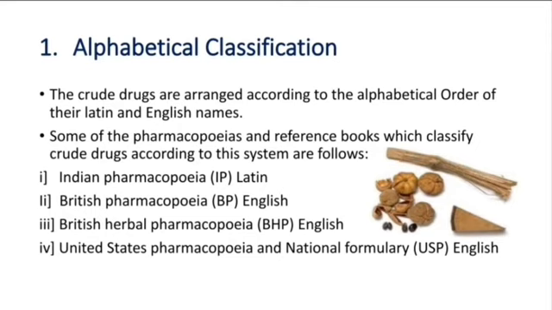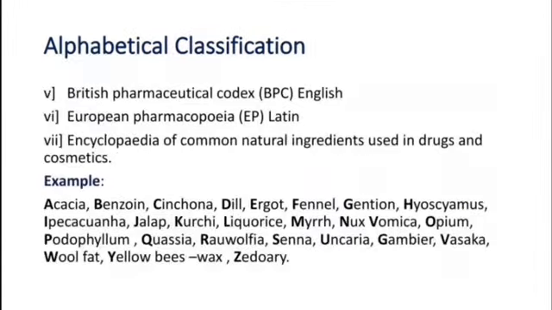The crude drugs are arranged according to the alphabetical order of their Latin and English names. Some of the pharmacopoeias and reference books which classify crude drugs according to this system are as follows. First, Indian Pharmacopoeia in Latin names. Second, British Pharmacopoeia in English names. Third, British Herbal Pharmacopoeia in English names. Fourth, United States Pharmacopoeia and National Formulary in English. Fifth, British Pharmaceutical Codex in English names. Sixth, European Pharmacopoeia in Latin names. Seventh, the last one, Encyclopedia of Common Natural Ingredients used in Drugs and Cosmetics.